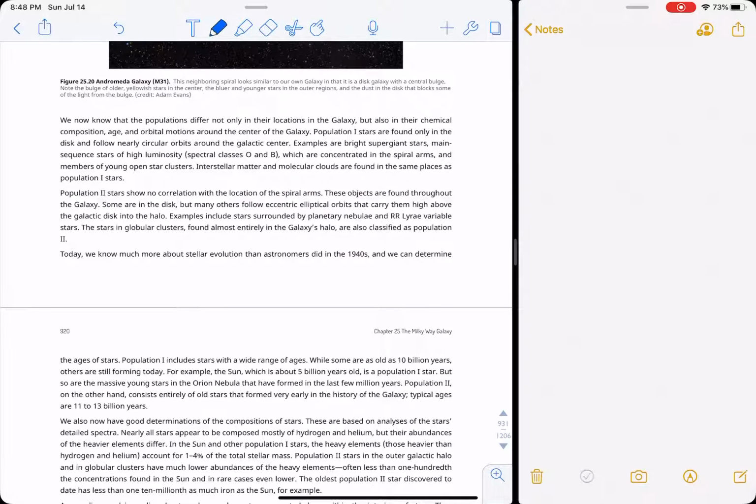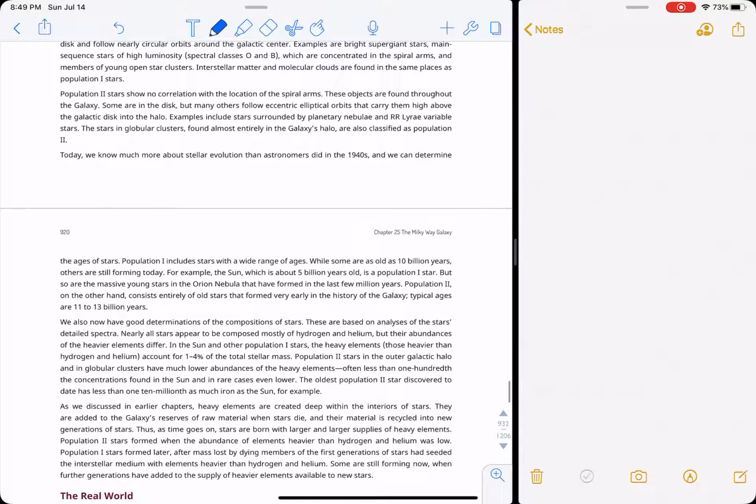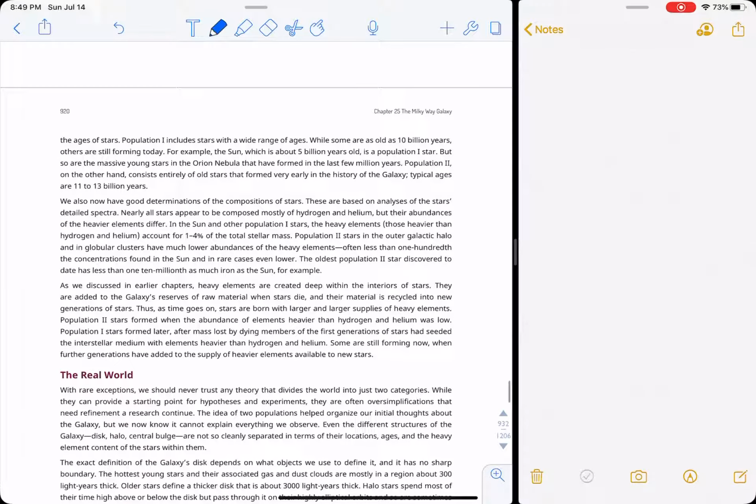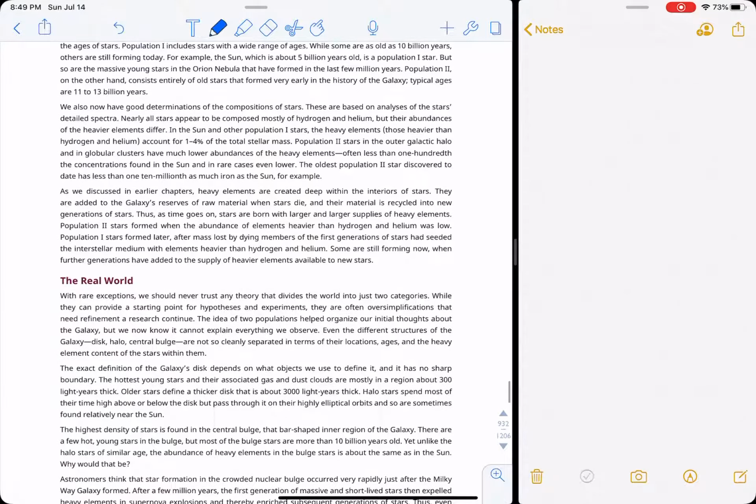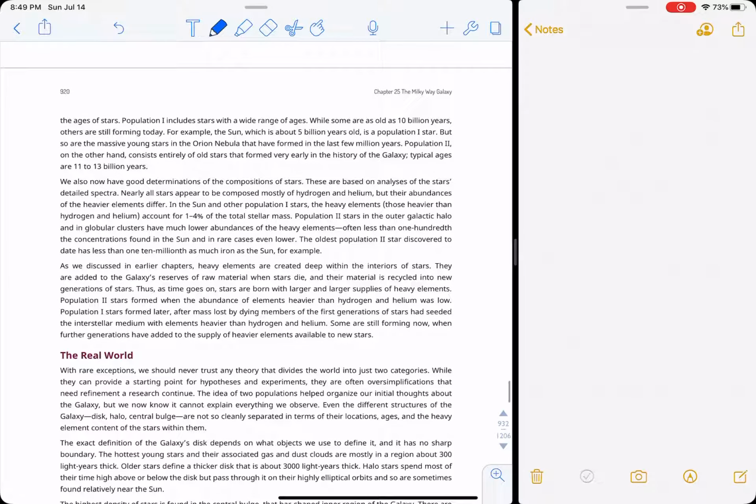And let's see, there's RR Lyrae variable stars here. Globular clusters are outside in the halo, the population 2 stars. So you can think of population 1 stars as still forming today, and population 2 stars as being very old, that are 11 to 13 billion years old or so.